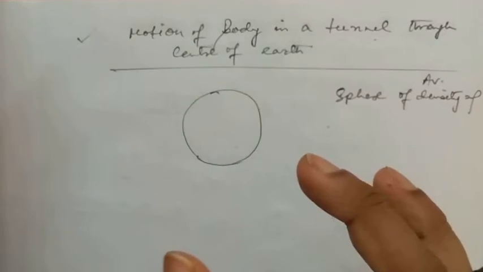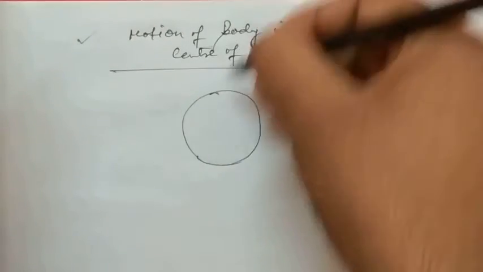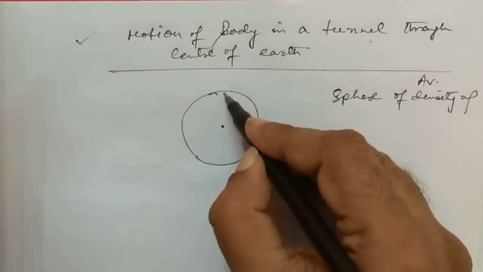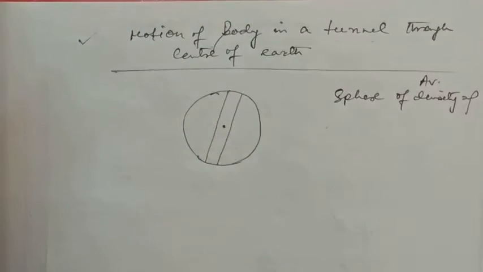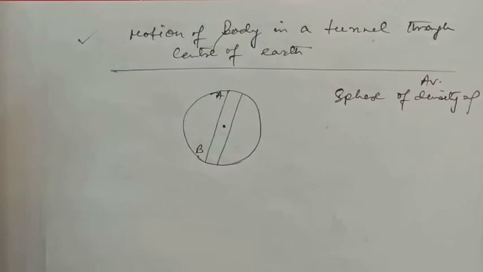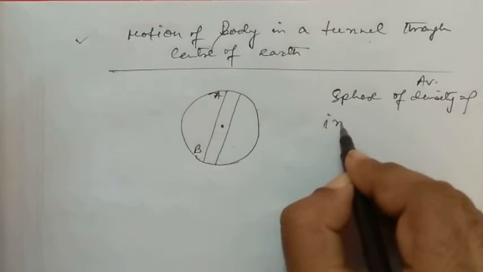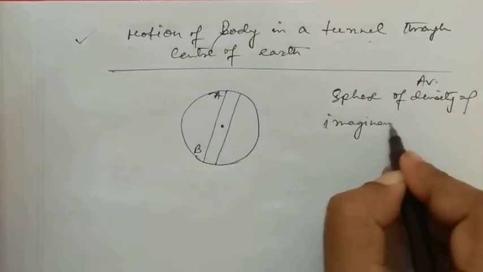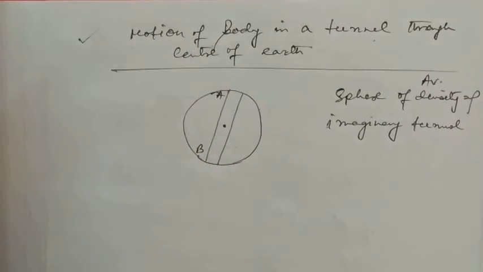Now if we try to dig a tunnel along the diameter of this earth, suppose like this is the center of the earth. If we name this part as A and B, so let AB be a diameter of the earth. Now a frictionless tunnel is imagined. Don't take it to be a real tunnel, it is an imaginary tunnel, because we cannot reach the center of the earth.